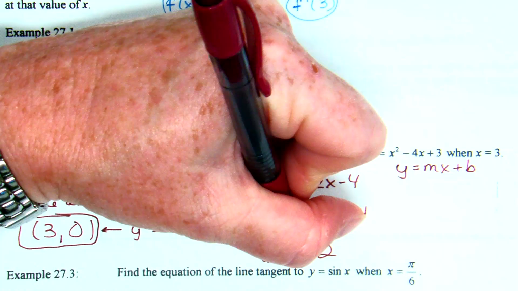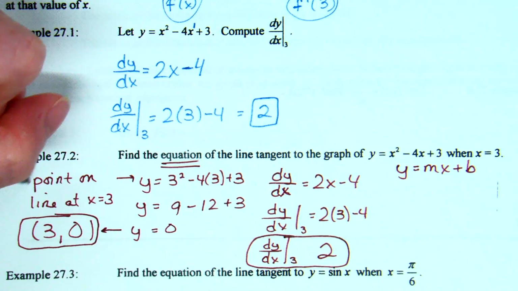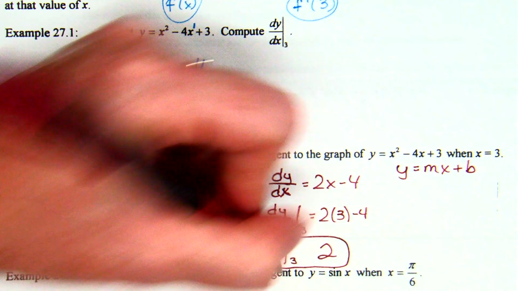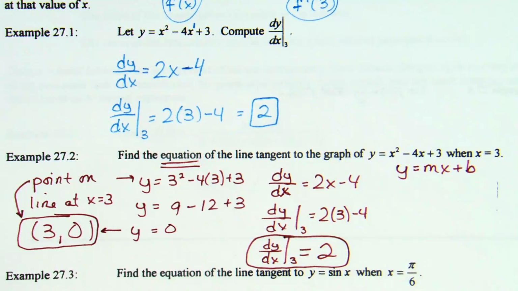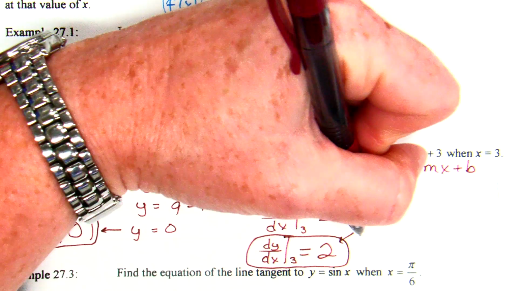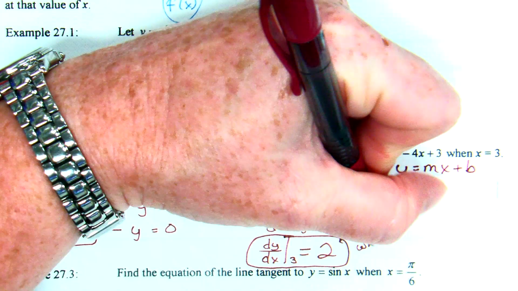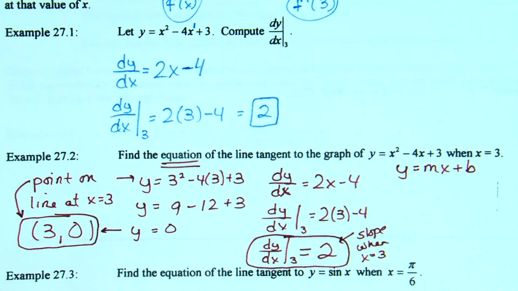This is me just rewriting the basic steps. So we have it here. And so what is this 2? This is the slope when x equals 3. Okay? Can we use that information to write an equation? How do you guys want to get your y equals mx plus b equation?